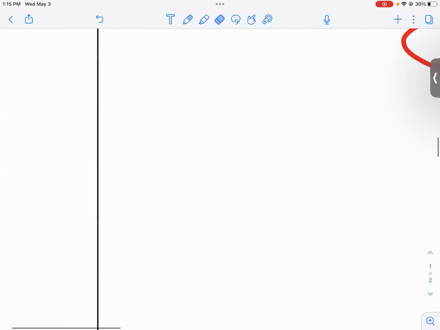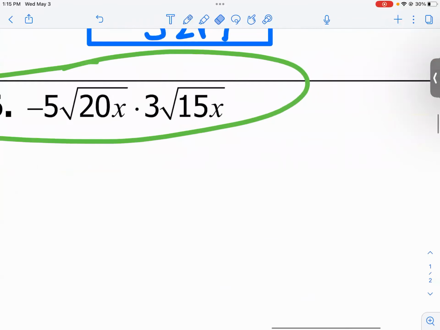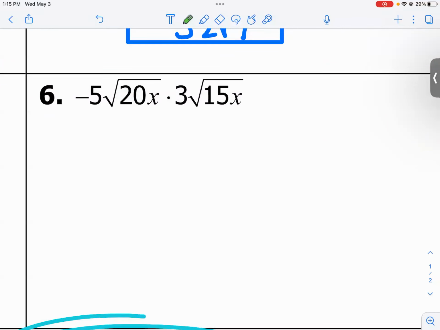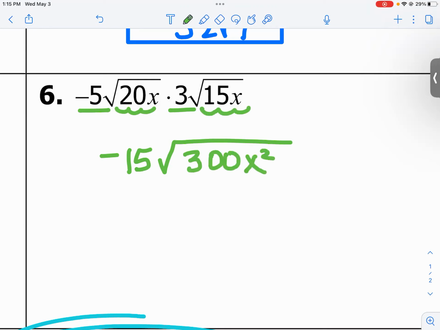All right, now we have our green group. Very excited for this one. Green group, lead the way here. Go ahead, I'm listening. We are all listening and writing down. So I did -5 times 3, equals -15. The radical of 300x squared. Are we okay with 300x squared? Okay, 20x times 15x is 300x squared.